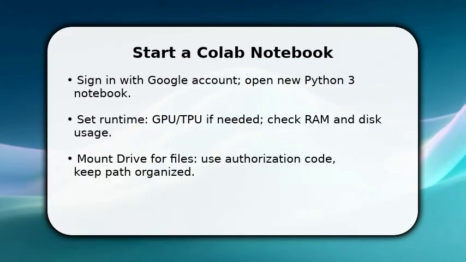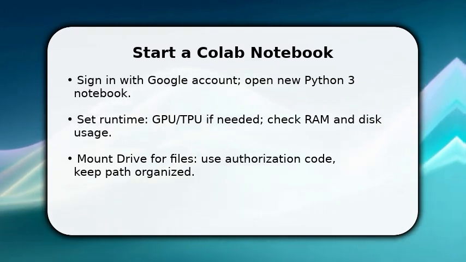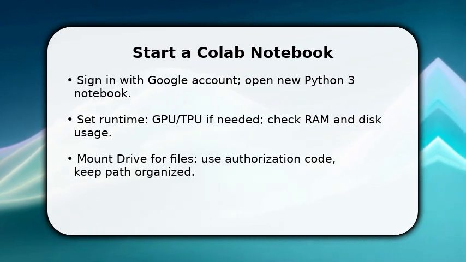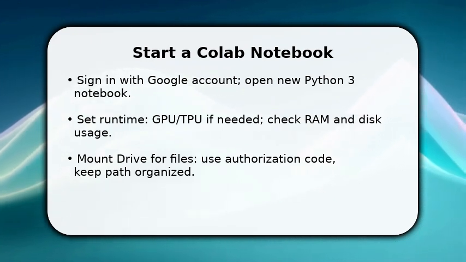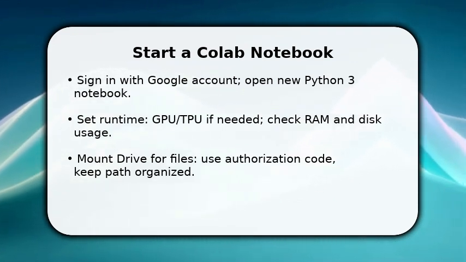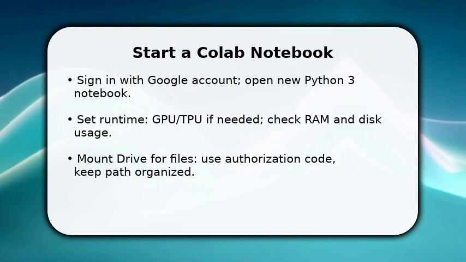You begin by opening a new Colab notebook and signing into your Google account. That gives you a live VM. Once done, set the runtime type, choose GPU or TPU only when you need acceleration, and confirm RAM and disk to avoid mid-run failures. Next, mount Google Drive to access data and save work.